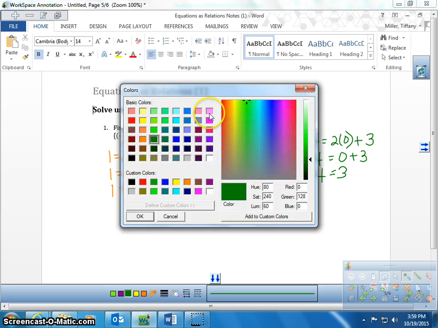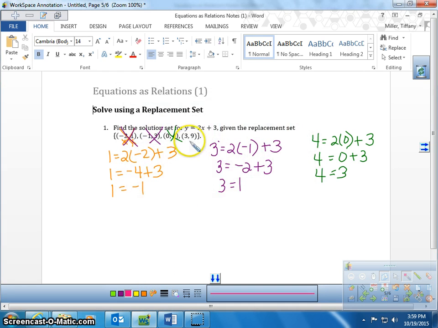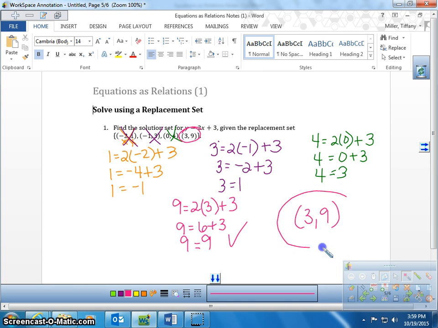And lastly, let's try (3, 9). So my y is 9, equals 2 times 3, which is my x, plus 3. 9 equals 2 times 3 is 6, plus 3. 6 plus 3 is 9. Does 9 equal 9? Yes, it does. Therefore, (3, 9) is my solution set to this equation of y equals 2x plus 3.